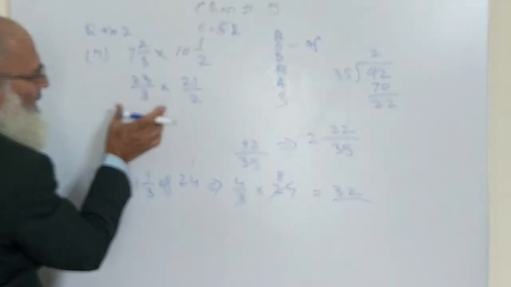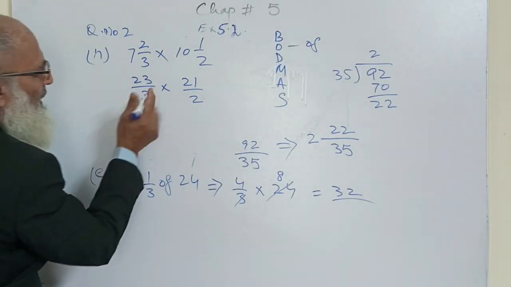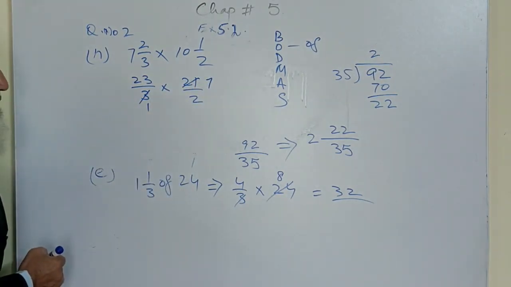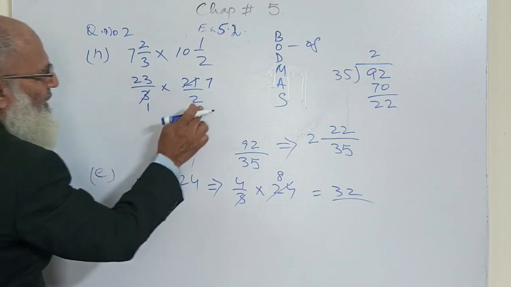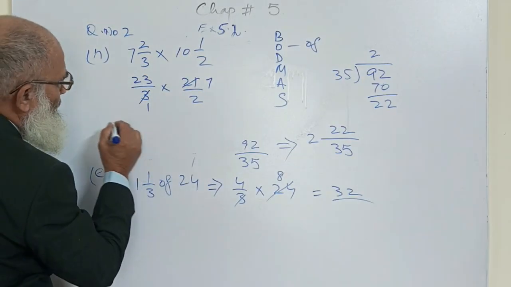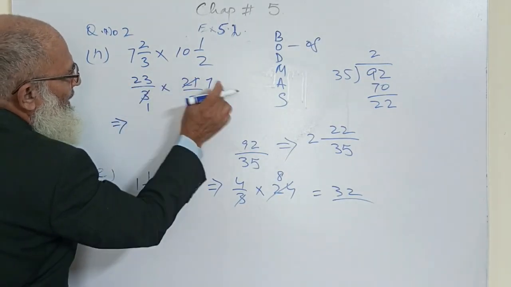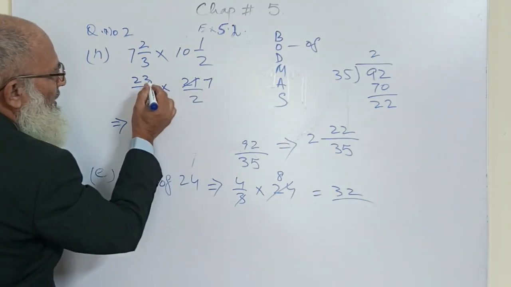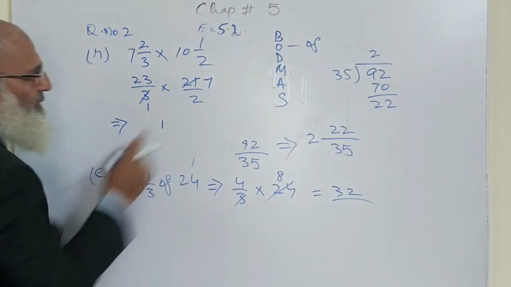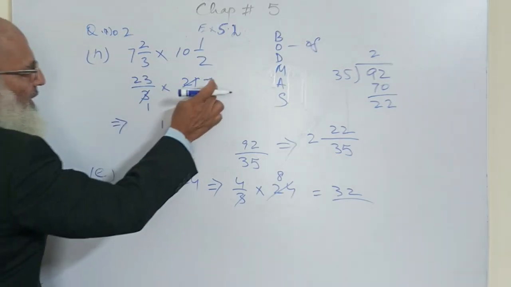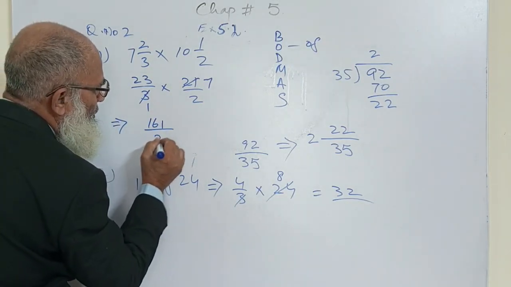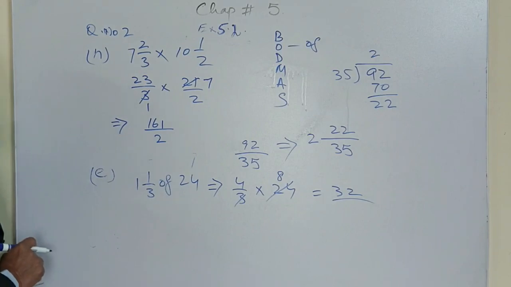So you see that only one thing is divisible. Now this is not divisible with this, but this is divisible with this. It will become 7. So now this is not divisible by this, and this is not divisible by this. So what is the answer? 7 times 23 is 161, and 1 times 2 is 2. It will become 161 upon 2.